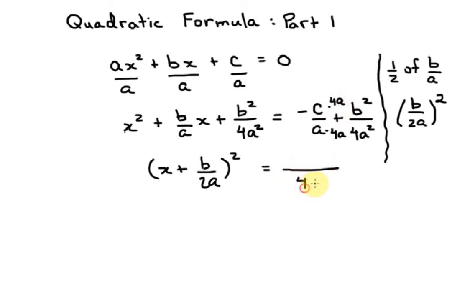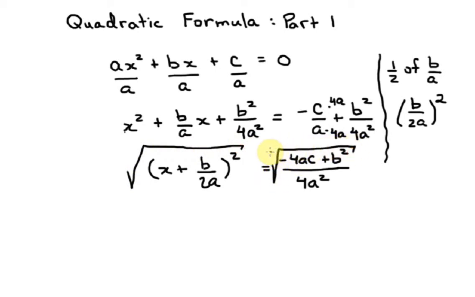Okay, so here's what I've got on the right side. My common denominator is 4a squared. And over here I'm going to have negative 4a times c, so negative 4ac, and then I've got plus the b squared. There's the right side as one fraction. Okay, now I'm going to take the square roots of both sides and do the same thing over here. Okay, and that's also going to be plus or minus.